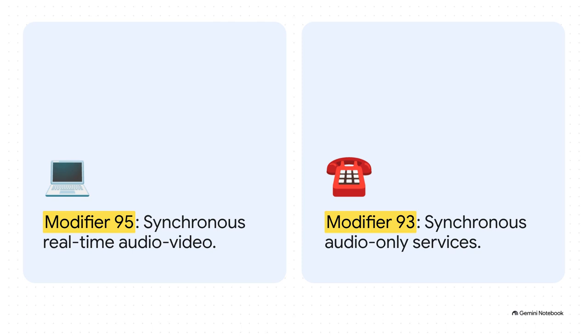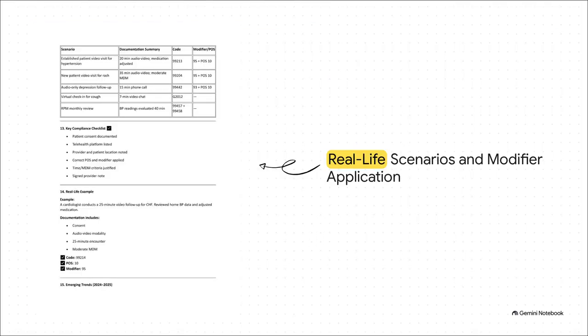But if you're doing a telephone-only EM service, modifier 93, or sometimes modifier FQ, depending on specific payer guidelines, is your required indicator. 95 for video, 93 or FQ for audio only. It's a remarkably simple rule, but honestly, it's one of the most heavily audited areas in medical coding today. Let's look at how this all comes together in a few real-world examples.